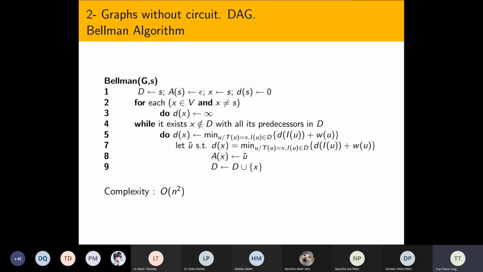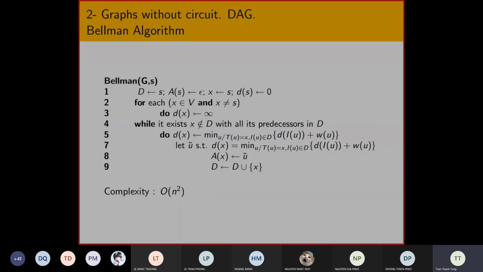The others? Everyone? So now I will show you this one.